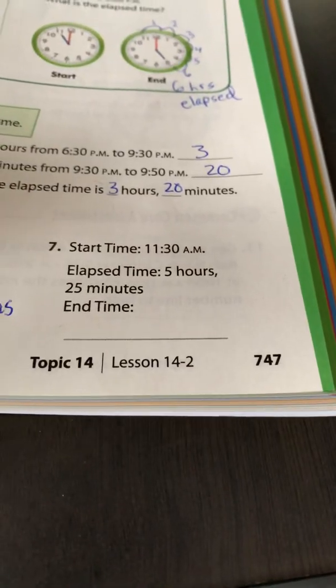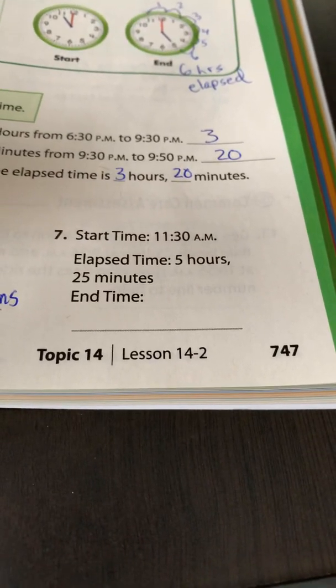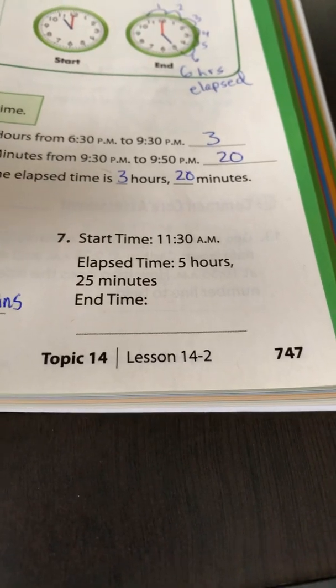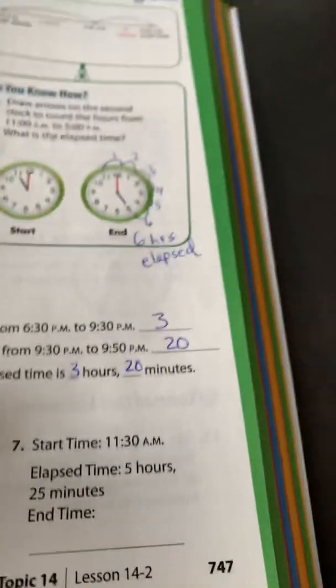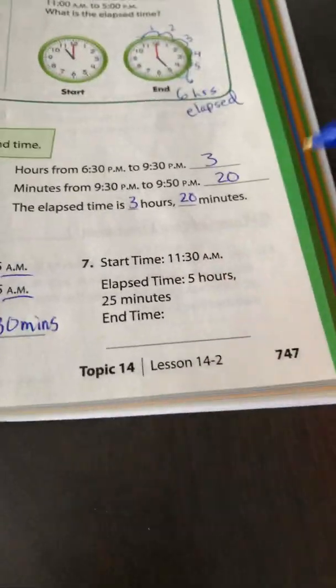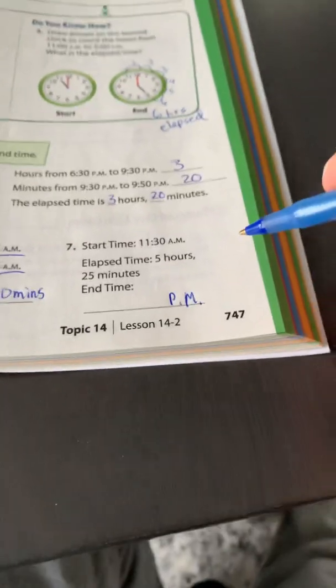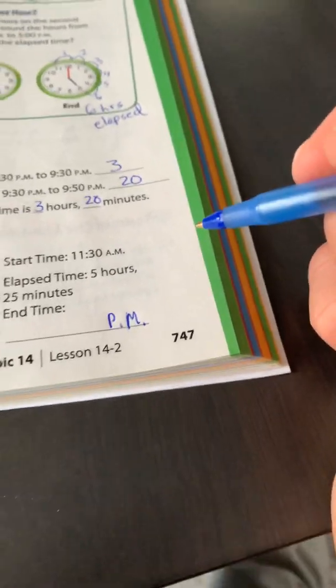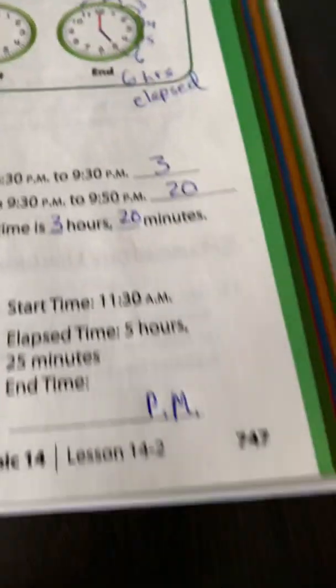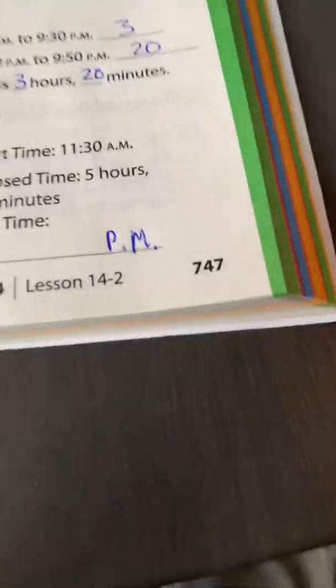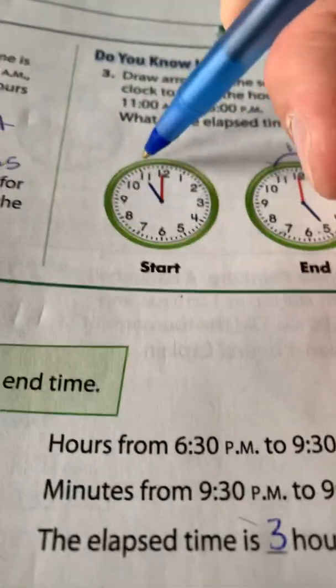All right, let's go on to 7. Start time, 11:30 a.m. Elapsed time, 5 hours and 25 minutes. Well, we automatically know it's not going to be a.m. anymore when we write. So our end time is going to be p.m. We're going to write p.m. already because we know that after 11:30 a.m. comes noon, and that's going to be the p.m. hours. So go to any clock you have and go to 11 and count 5 hours.